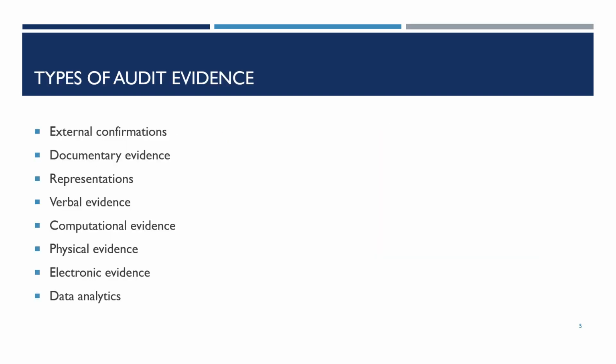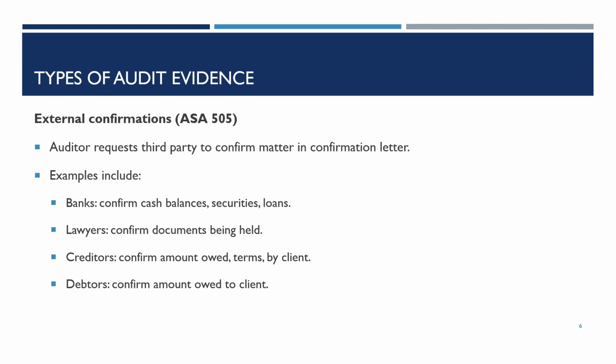In this section, we'll be looking at various types of audit evidence which an auditor normally collects before expressing an opinion on the entity's financial report. The first type of audit evidence is external confirmation. ASA 505 provides guidance on the use of confirmations, which are generally considered to have a high degree of reliability.